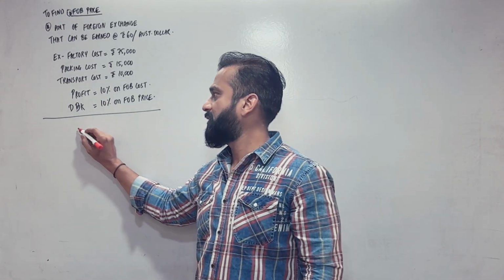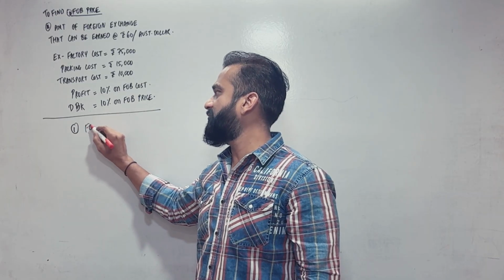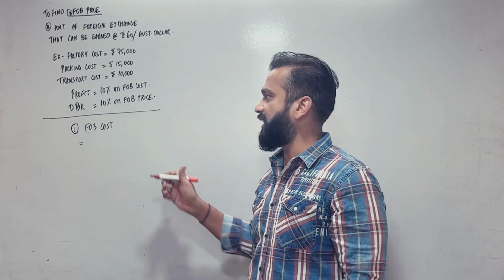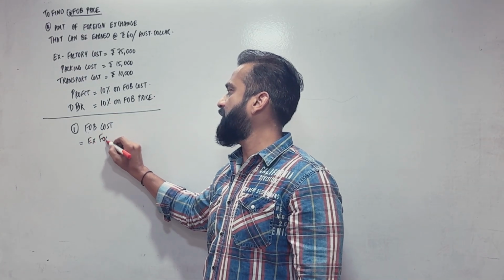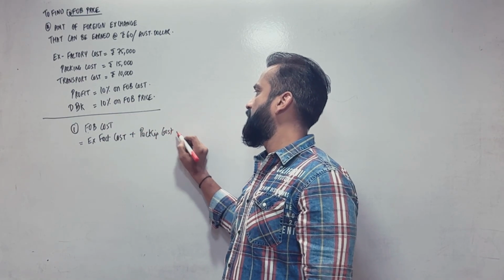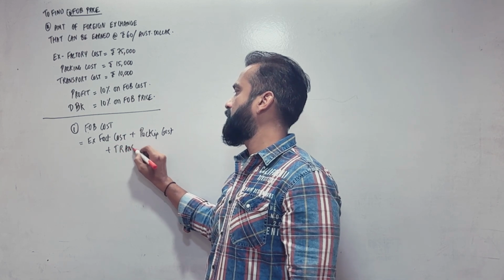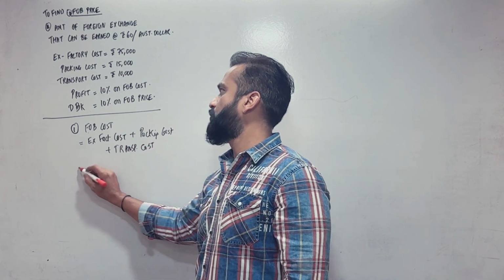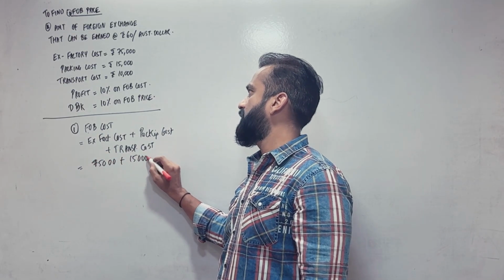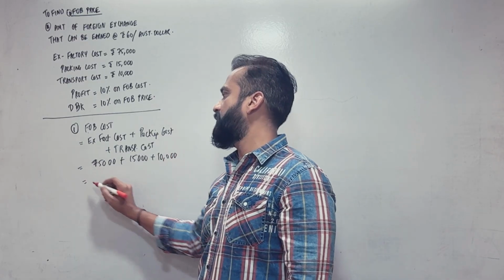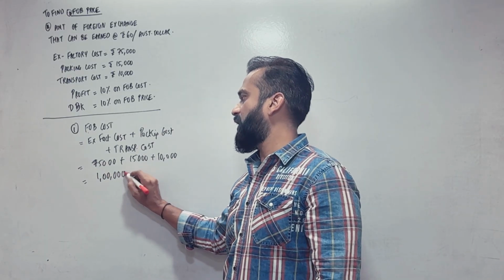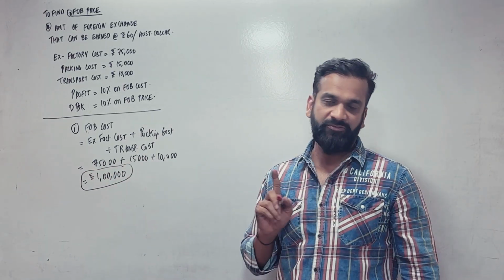So I will write first, FOB cost. How to get the FOB cost? Add all the expenses, you will get the FOB cost. That is ex-factory cost plus packing cost plus transport cost, that is equal to 75,000 plus 15,000 plus 10,000. It will become 75 plus 15 is 90, plus 10,000 is 1 lakh. So your FOB cost is rupees 1 lakh. Is this clear? My first step is clear.